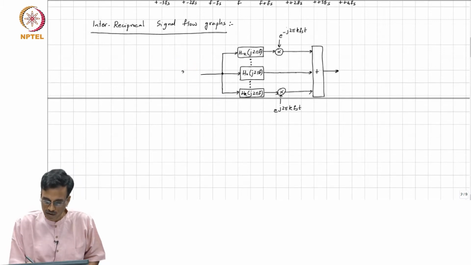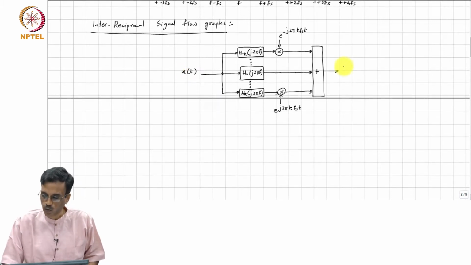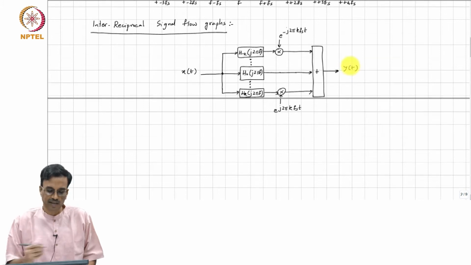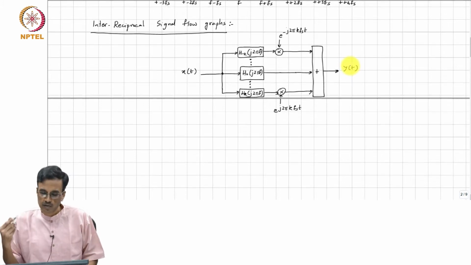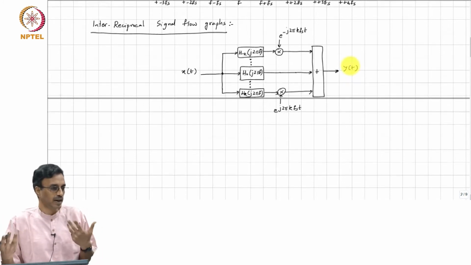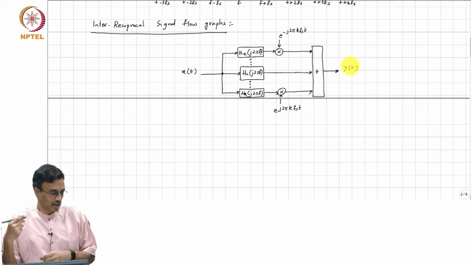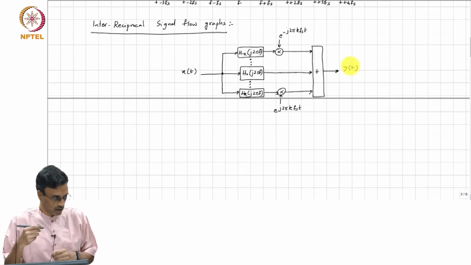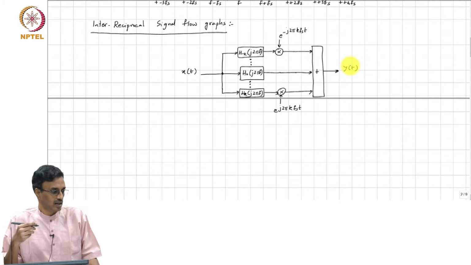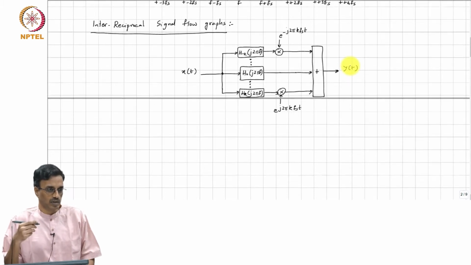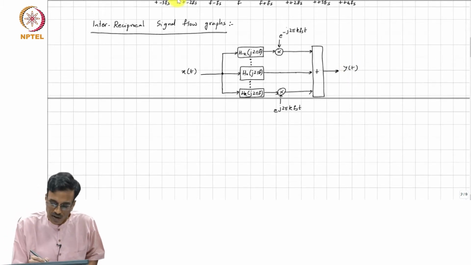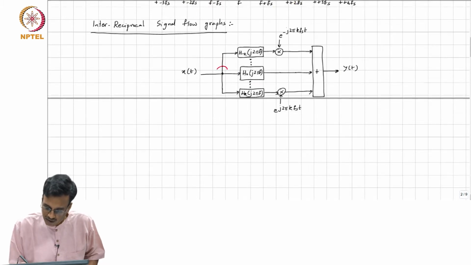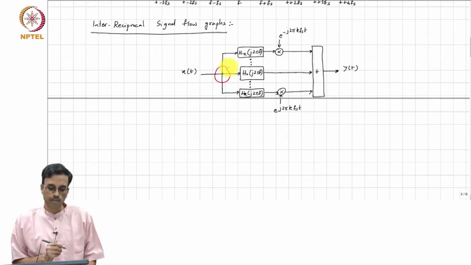Right. So, this is x of t and this is y of t. This is an example signal flow graph. So, let us see what elements you find in a signal flow graph, and then we will figure out how to create an interreciprocal signal flow graph. So, what do we see? The first thing that we see is this.